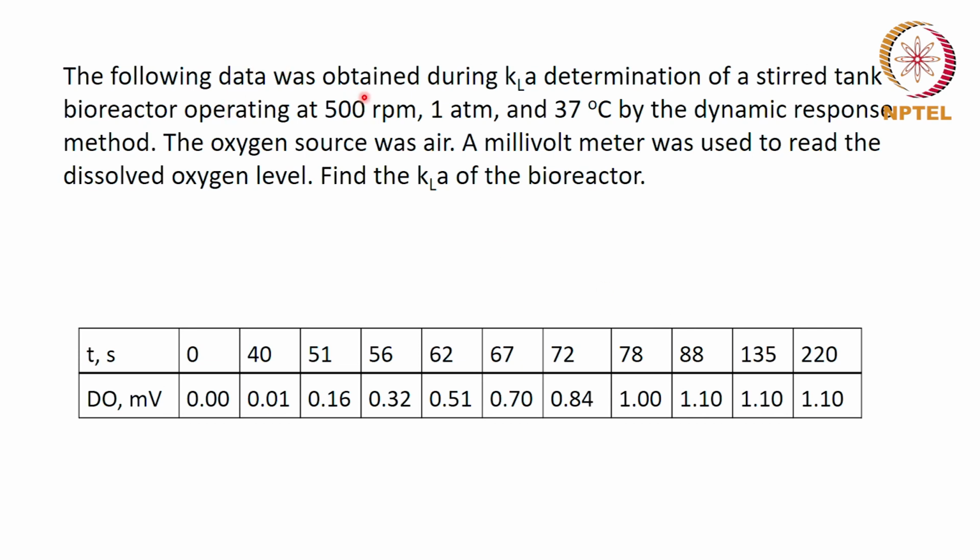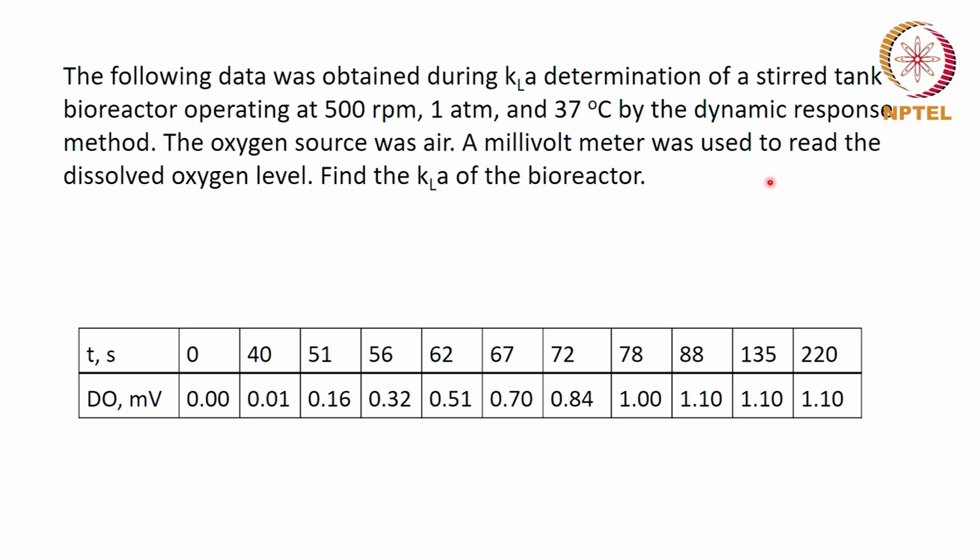The following data was obtained during KLa determination of a stirred tank bioreactor operating at 500 rpm, 1 atmosphere pressure and 37 degrees C, and the measurement is done by the dynamic response method. Okay. Note I mentioned about the conditions of estimation being the same as that of operation. So you need to fix these 500 rpm, 1 atmosphere pressure, 37 degrees C, and measure KLa under these conditions. The oxygen source was air.